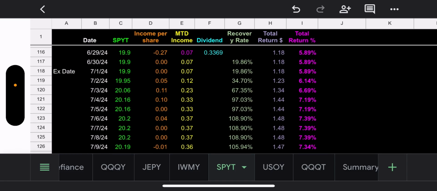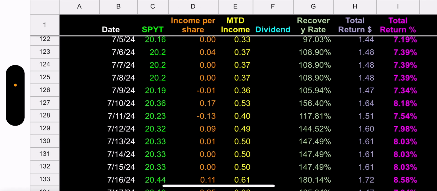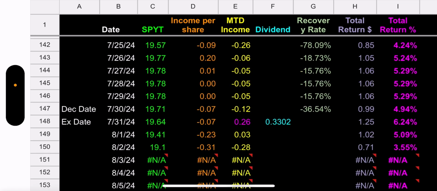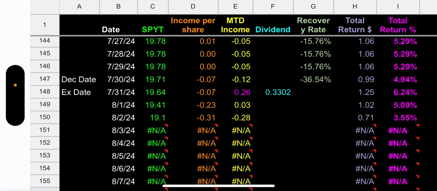All right, SPYT, again, we consider this the safer one. They always pay 20%. They paid 33 cents last month. And if we go to the bottom, how much did they recover of that? Again, rough month, they recovered none of it. In fact, they recovered negative. So they made negative 12 cents for the month, which obviously sucks. And they paid 33 cents again. But on that same X date, they did make 26, but they lost 23 and then 31. So their month-to-date income so far is negative 28 cents. They're a newer fund, but their total return is 3.55%.